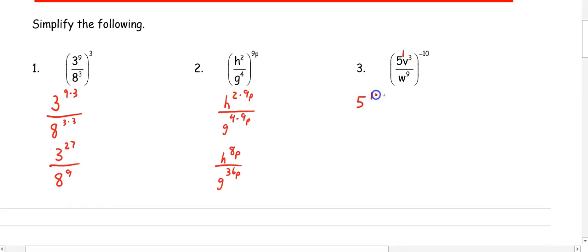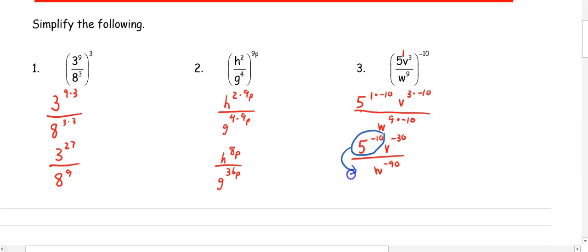So we have 5 to the 1 times negative 10, v to the 3 times negative 10, and w to the 9 times negative 10. So when we multiply, we have 5 to the negative 10th, v to the negative 30th, and w to the negative 90th. Now remember, we're not allowed to have negative exponents, so they need to switch from the numerator to the denominator. So 5 and v will move to the denominator, and w will move up to the numerator. So we now have w to the 90th over 5 to the 10th, v to the 30th.